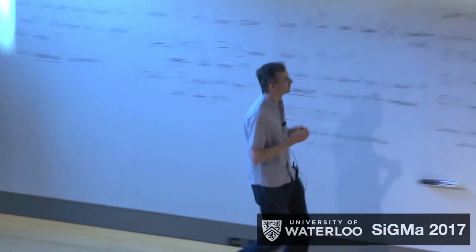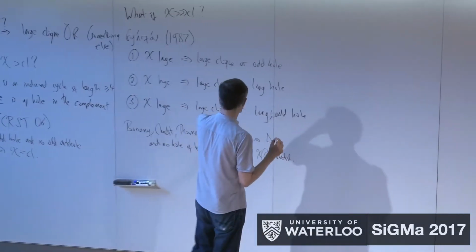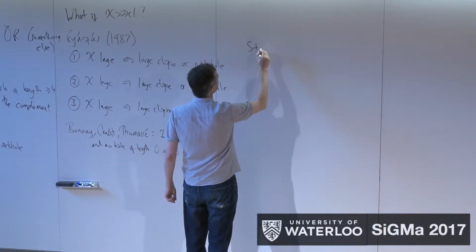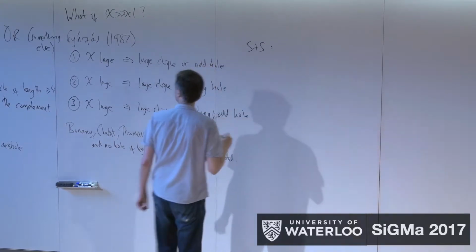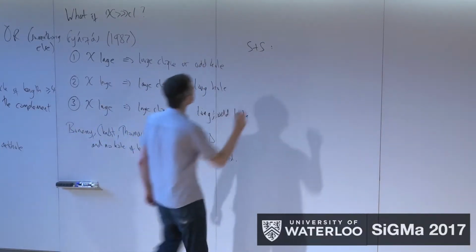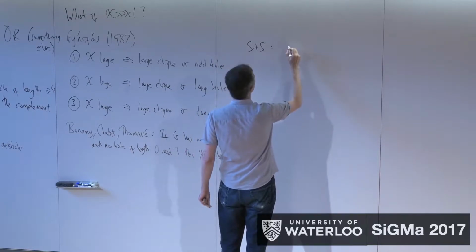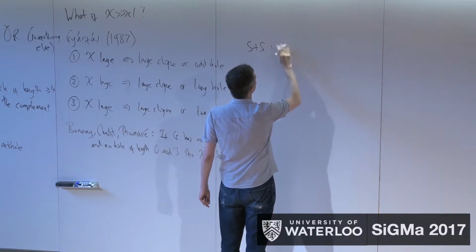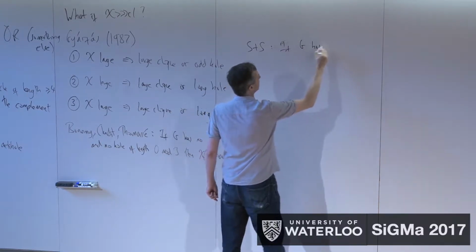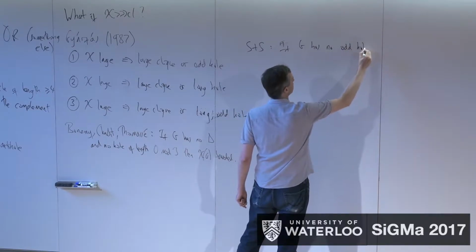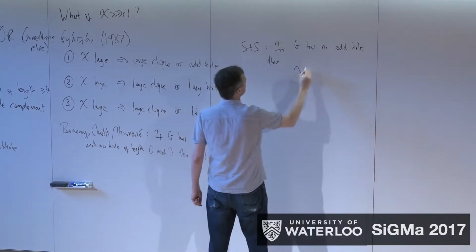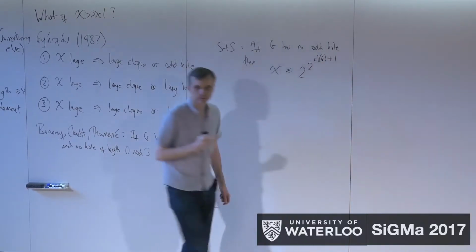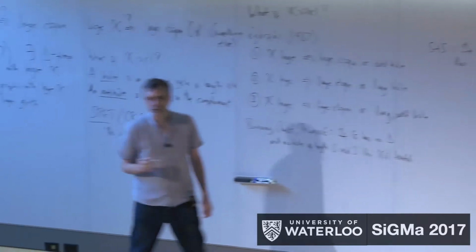So let me carry on and say what we know. The first conjecture, Paul and I proved a couple of 2 or 3 years ago. We showed that if G has no odd hole, then chromatic number is at most 2 to the 2 to the clique number of G plus 1. So it's a doubly exponential bound.